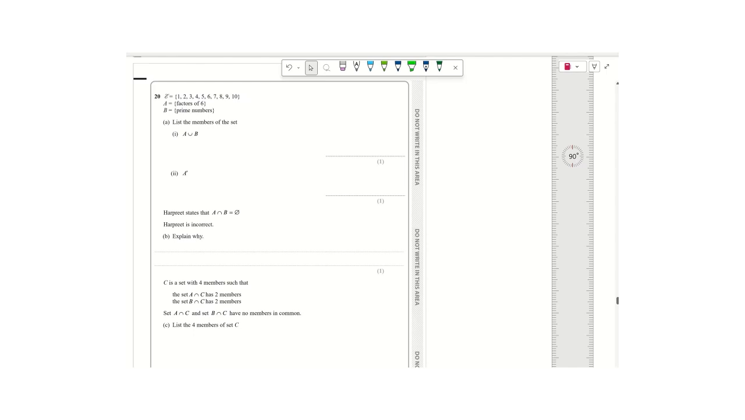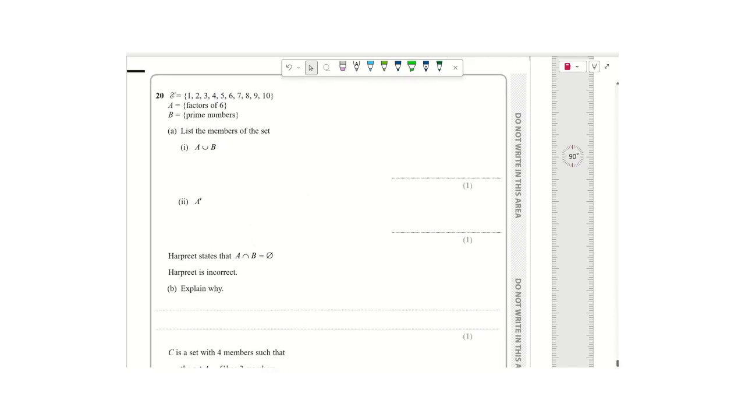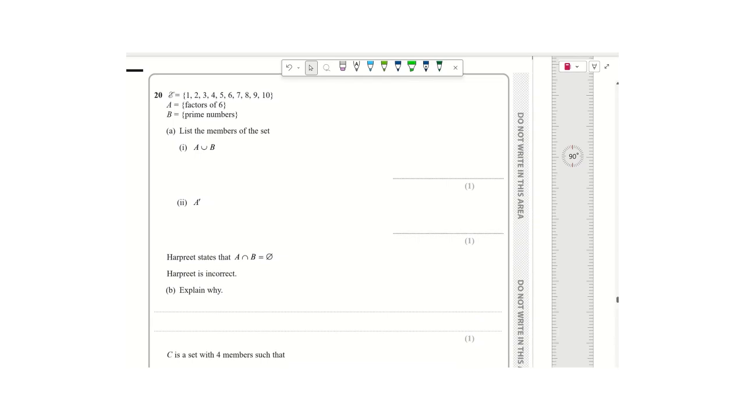Right, so we've got another set question. We've got our universal set is the numbers 1 to 10. A is the factors of 6. So factors of 6 are numbers that go into 6. So that's 1, 2, 3, and 6. Prime numbers are those numbers that only divide by themselves and by 1. So 2, 3, 5, and 7 from the list of numbers you've got there.